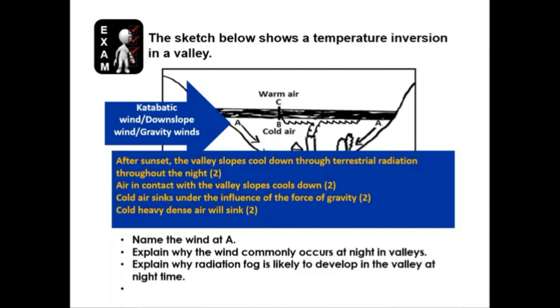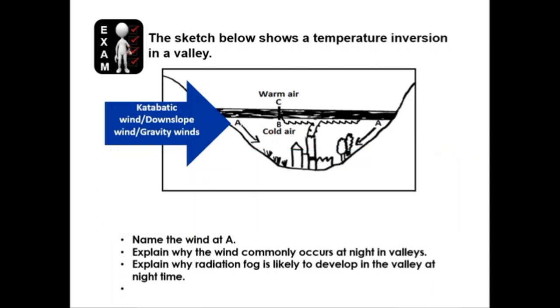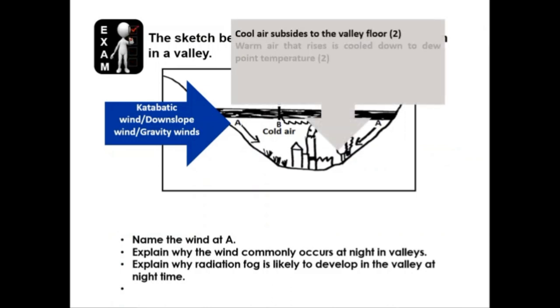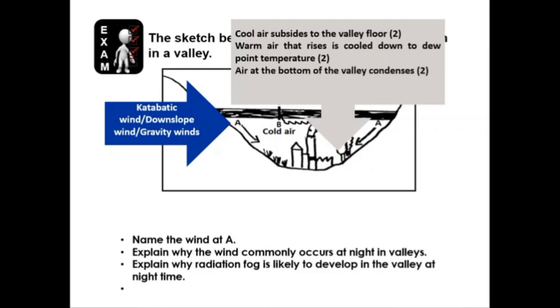Explain why radiation fog is likely to develop in the valley at nighttime. Cool air subsides to the valley floor. Warm air that rises is cooled down to dew point temperature. Air at the bottom of the valley condenses. And that is why we have fog.